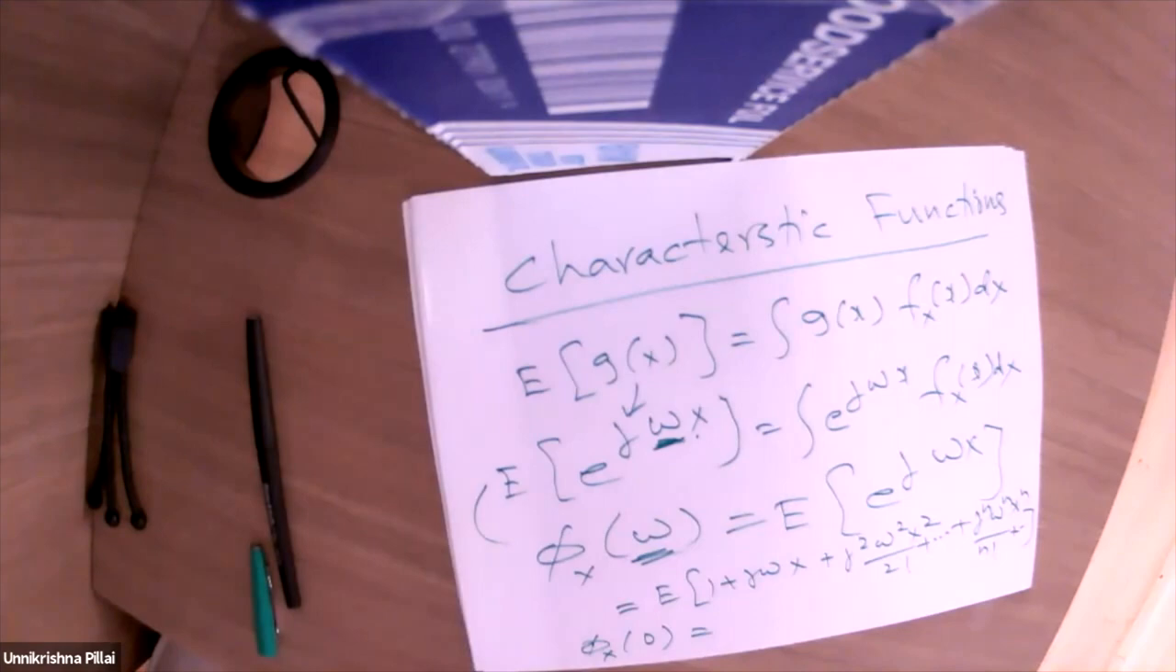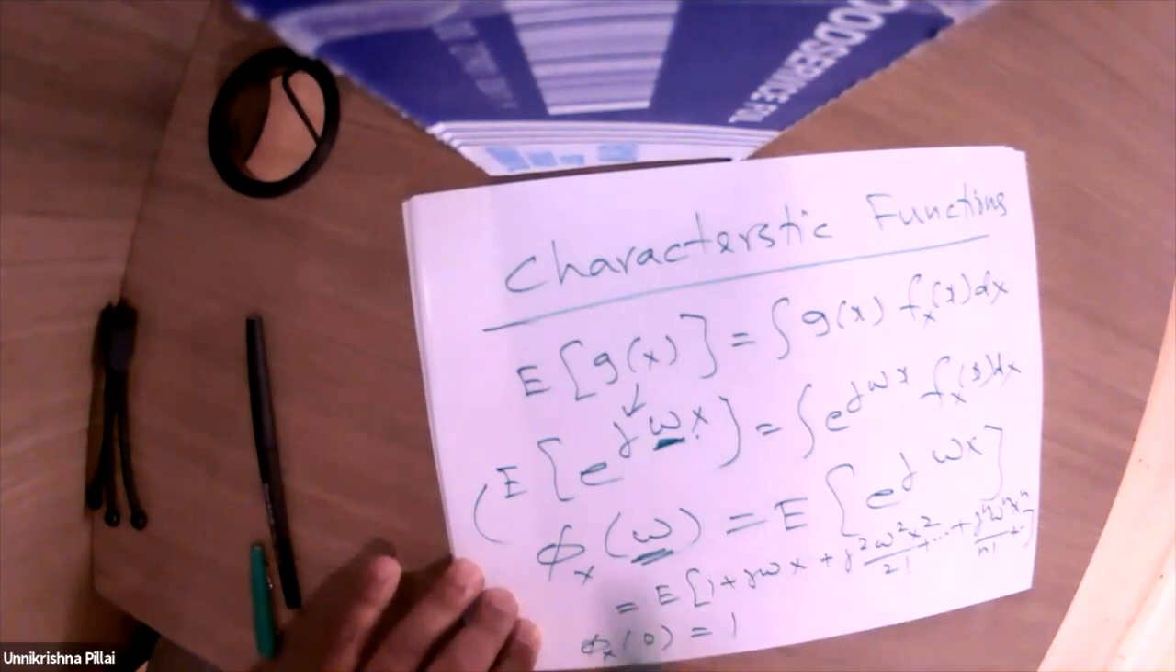So that's the first property. Next, I'm going to take the derivative of this expression on both sides. What happens if I take the derivative here? Look at this. The first term will go away. The second term, d omega by d omega is 1, so this will become j times the expected value of x, and the next term will be 2 omega n, 3 omega squared, etc. Then if you put omega equal to 0, all these terms will vanish.